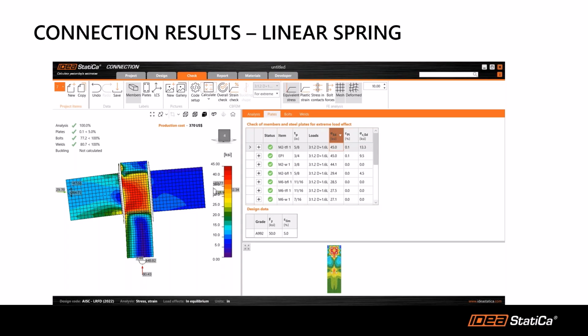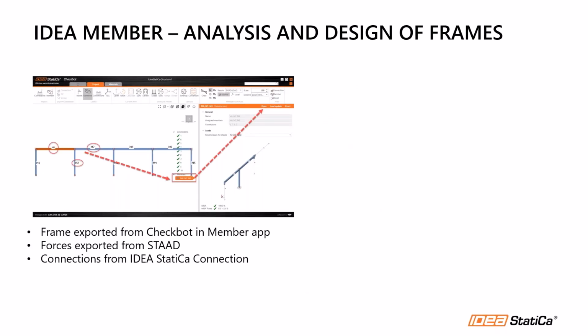Okay, now let's jump to the final part of this presentation. One important thing to remind you is that if you have IDEA StatiCa and the steel model, you probably have access to IDEA Member, right? Let me describe what IDEA Member is. IDEA Member does FEA analysis and design of members using shell elements, and you can include the actual connection model in those elements.